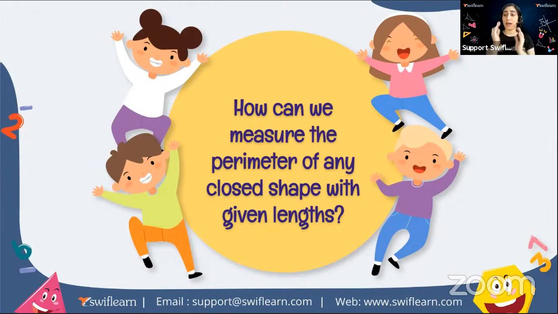The closed shapes are named according to their number of sides, right? The shape which has 3 sides, we call it a triangle. The shape which has 4 sides, we call it a quadrilateral. In quadrilateral, we have two things, a rectangle and a square, because they both have 4 sides. Clear? And what do we call a shape which has 5 sides? We call it a pentagon. Penta stands for 5.